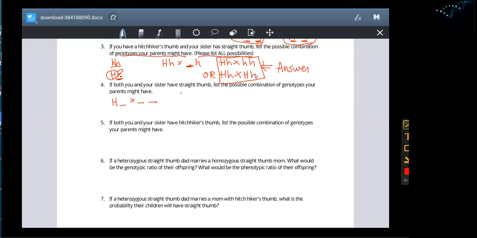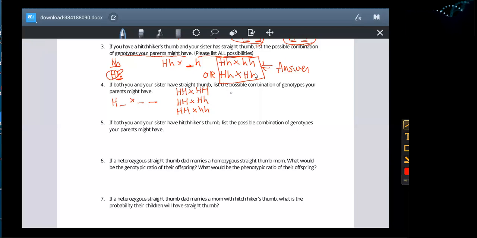So let's try out. We can start from big H with big H, big H. That's one possibility. Another possibility is now I keep the big H and I swap out one big H with little h. So that's another possibility. What about big H with little h? That works too, because as long as I have a big H, even if my partner gives the little h, my offspring will be big H, little h, which is straight thumb.